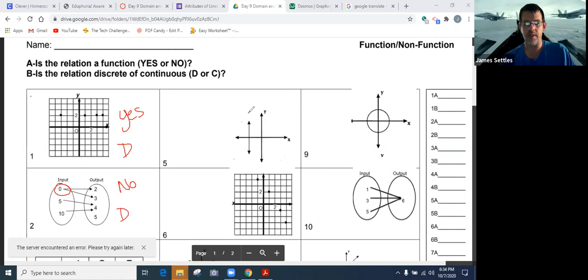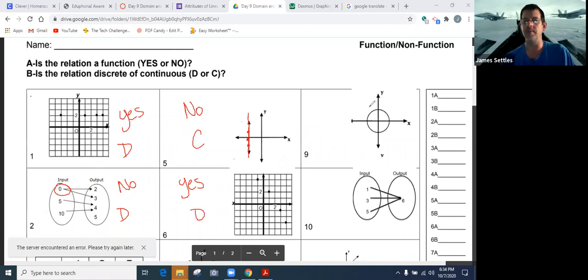So number 5, draw a vertical line. It's right on top of this line and it touches a whole bunch of places. So this is not a function, but this is a graphed line. So that is continuous. If we draw vertical lines on all these, they all touch one dot at a time. So yes, this is a function. And then dots are discrete.